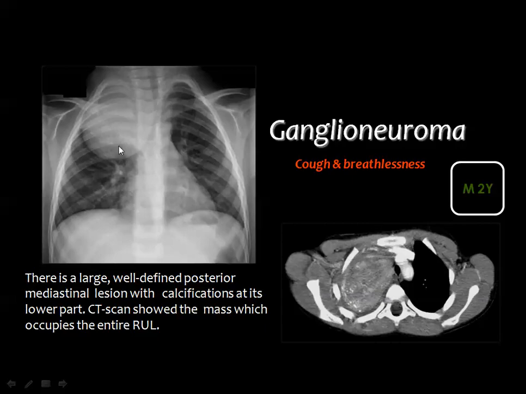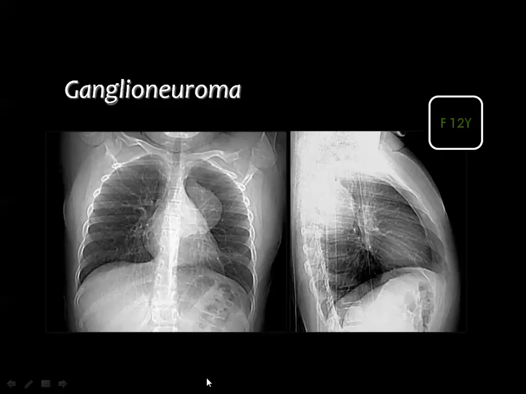Then this patient is presenting with cough and dyspnea, and the chest X-ray showed a mass in the upper part of the chest, and the CT scan showed the mass containing calcium. Then, considering the age of the patient, you should diagnose that this is a neuroblastoma. But based on biopsy finding, this was found to be a ganglioneuroma. And this is a female child, 12 years old, and this age is good for the diagnosis of ganglioneuroma.